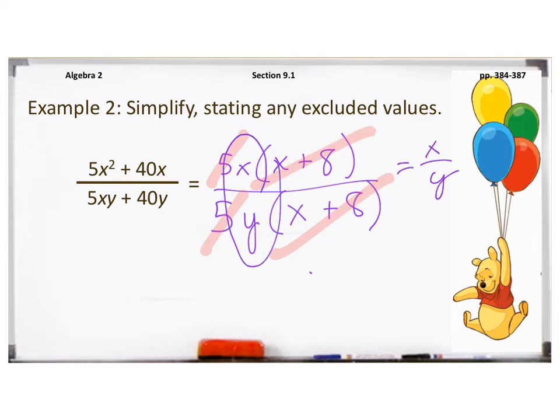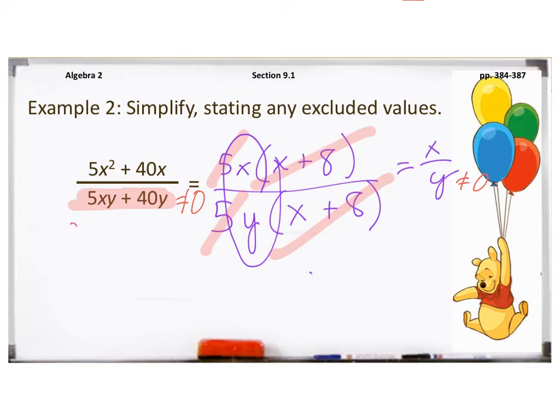Okay, so now excluded values. I cannot have this equal 0. Sorry, let me highlight it so you can see what I'm talking about. I cannot have this part equal to 0. Right, so that cannot equal 0. Also over here with the y, that cannot equal 0. So I know that y can't equal 0.